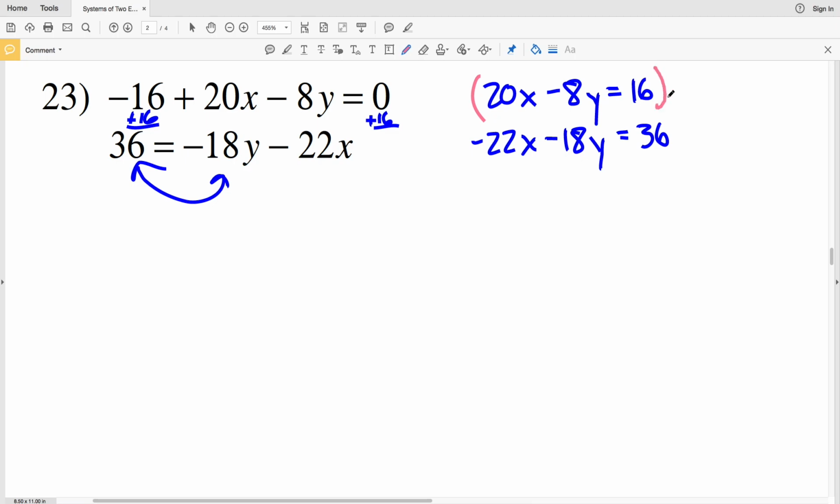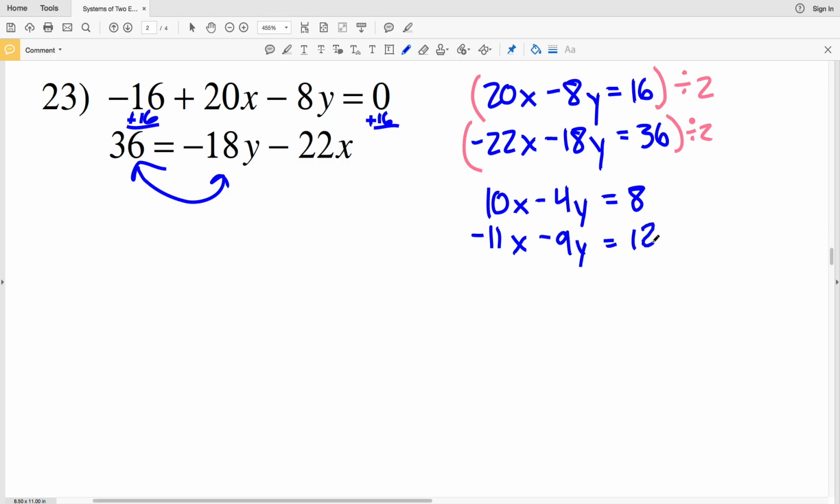So I'm going to divide this top equation by 2, and I'm also going to divide this bottom equation by 2. So I'll get 10x minus 4y equal to 8 for my top equation, and then in my bottom equation I'll get negative 11x minus 9y equal to 18.